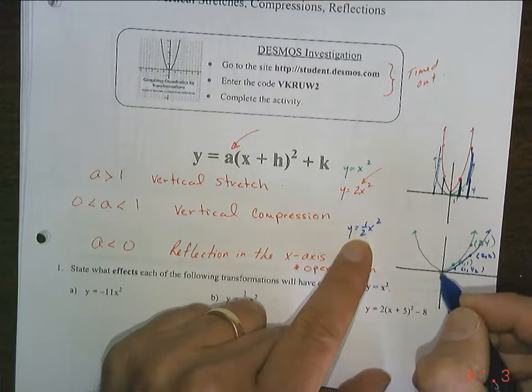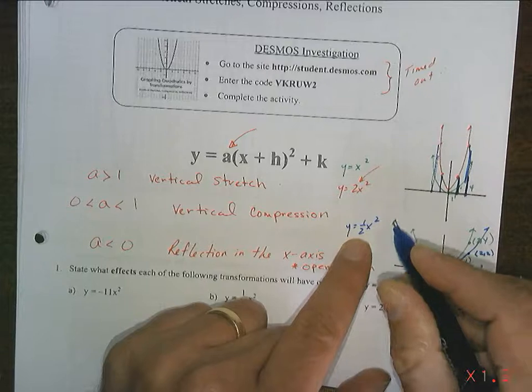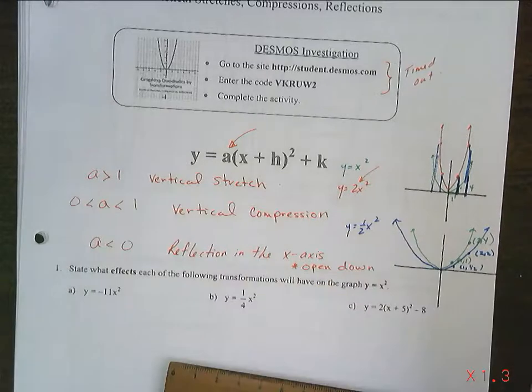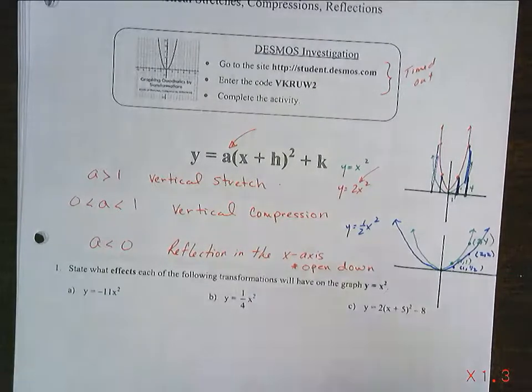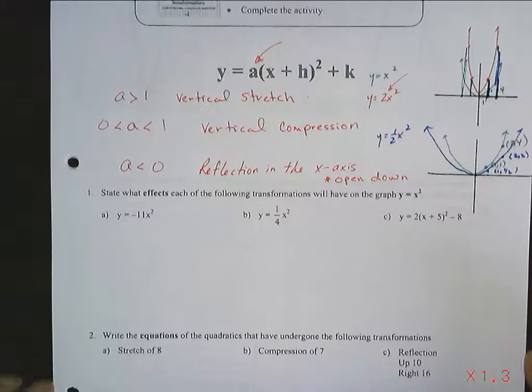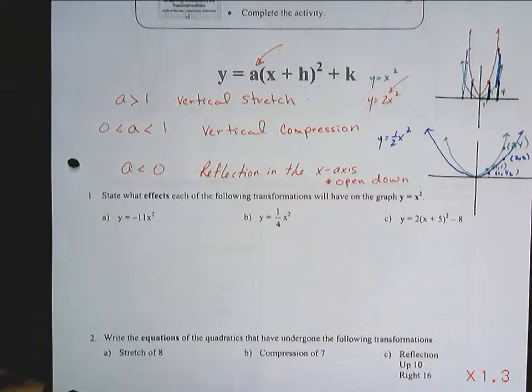We get what looks like a shallower curve. It's been vertically compressed. It is now wider than the other. All right, then. I'm going to come down and we're going to do questions 1 and 2 in just a moment.